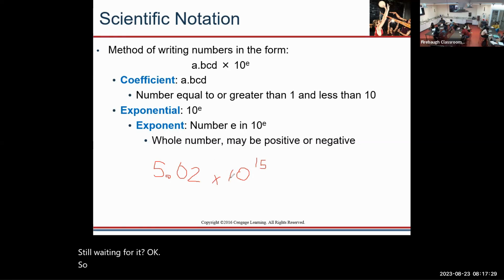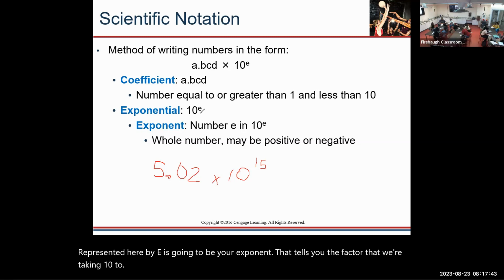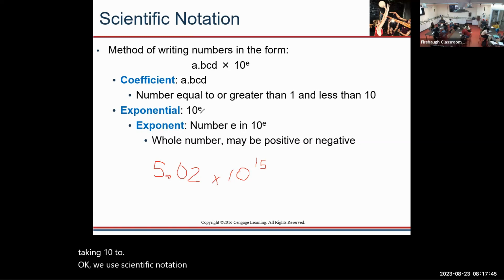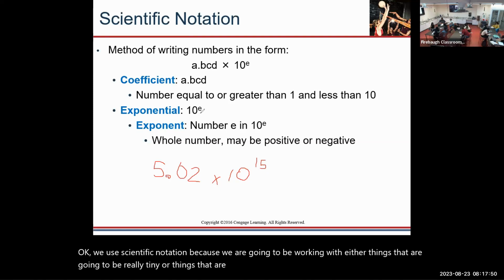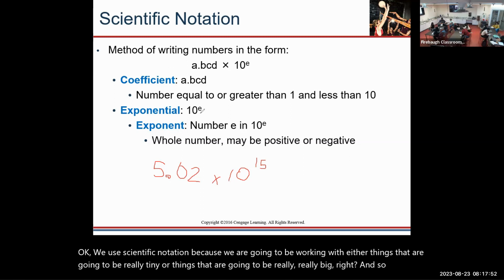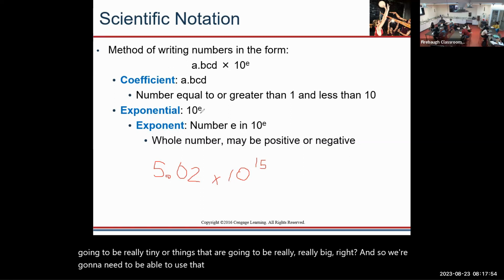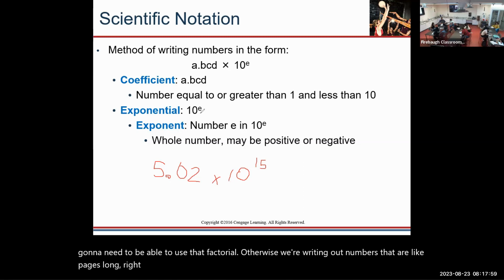So that 10 to the exponential shown here is going to be our exponent. That number represented here by E is going to be your exponent. That tells you the factor that we're taking 10 to. We use scientific notation because we are going to be working with things that are either really, really tiny or really, really big. And so we're going to need to be able to use that factorial. Otherwise, we're writing out numbers that are pages long, right? And nobody wants to write all those zeros. Do you guys? No.